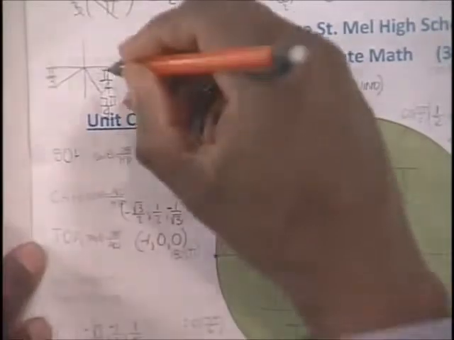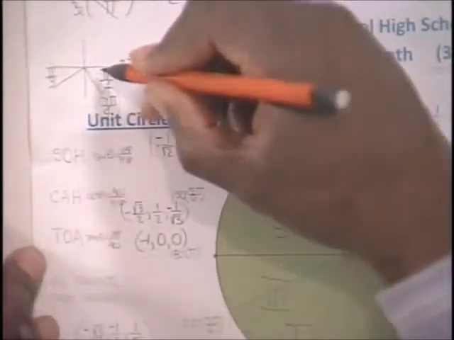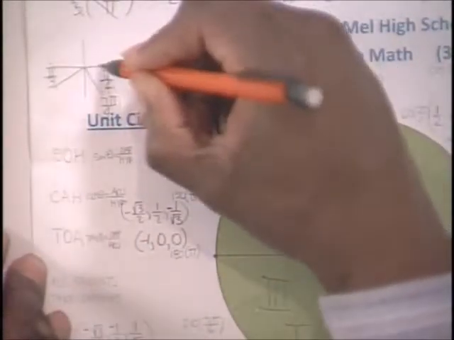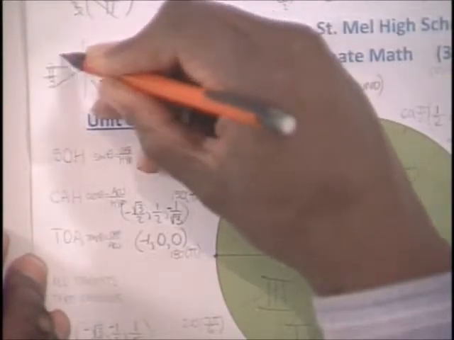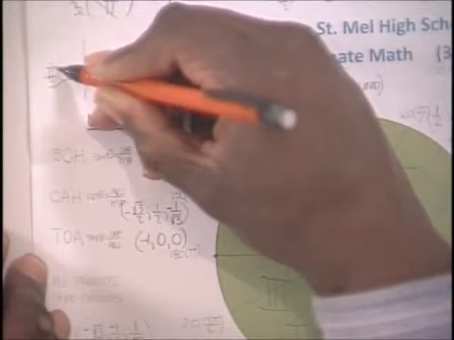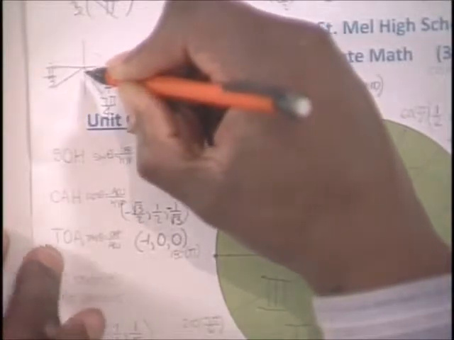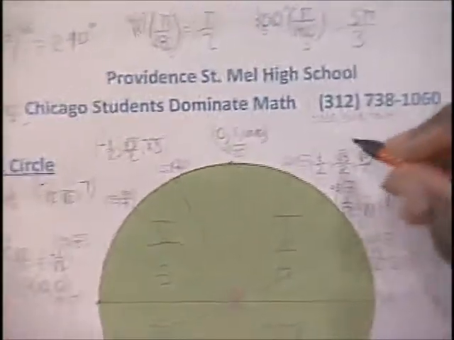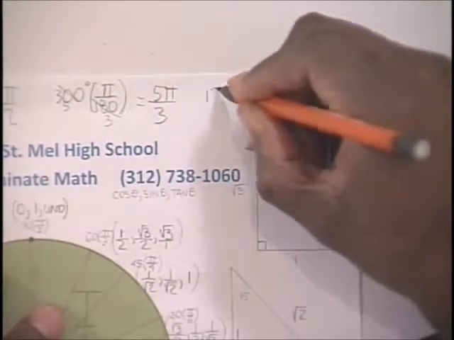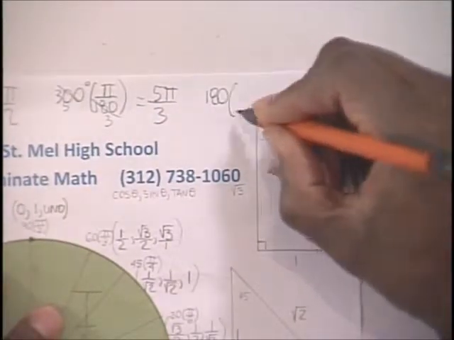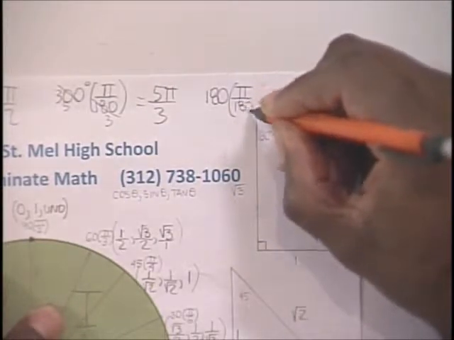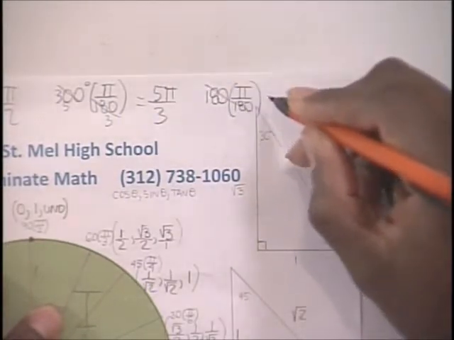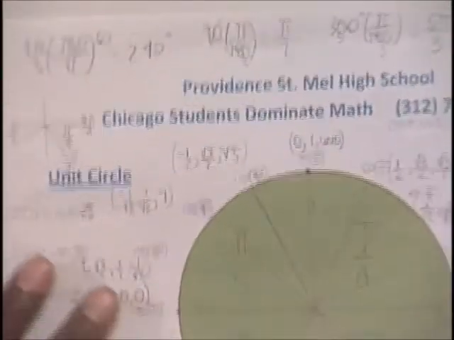But what I'd like you to be able to see is that from here to here is 180 degrees, and another way to say 180 degrees is pi. We showed you how to do that before. You could multiply by pi over 180. The 180 cancels, and you're just left with pi radians. All right, so this is pi.